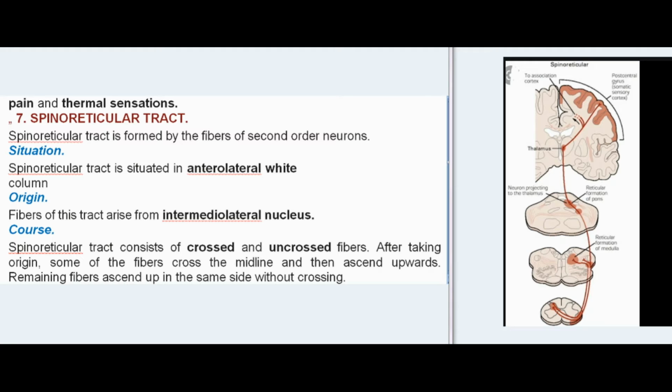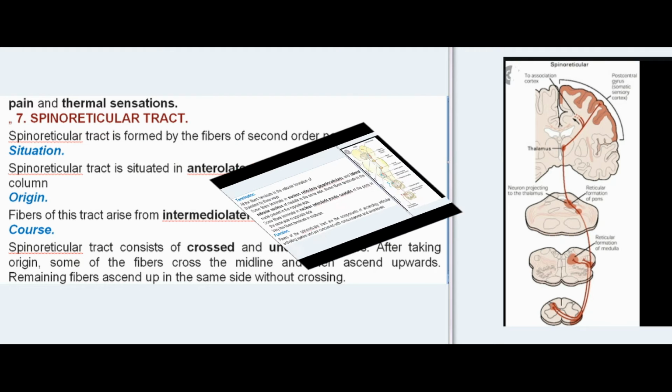7. Spinoreticular tract. Spinoreticular tract is formed by the fibers of second-order neurons. Situation. Spinoreticular tract is situated in anterolateral white column. Origin. Fibers of this tract arise from intermediolateral nucleus. Course. Spinoreticular tract consists of crossed and uncrossed fibers. After taking origin, some of the fibers cross the midline and then ascend upwards. Remaining fibers ascend up in the same side without crossing.